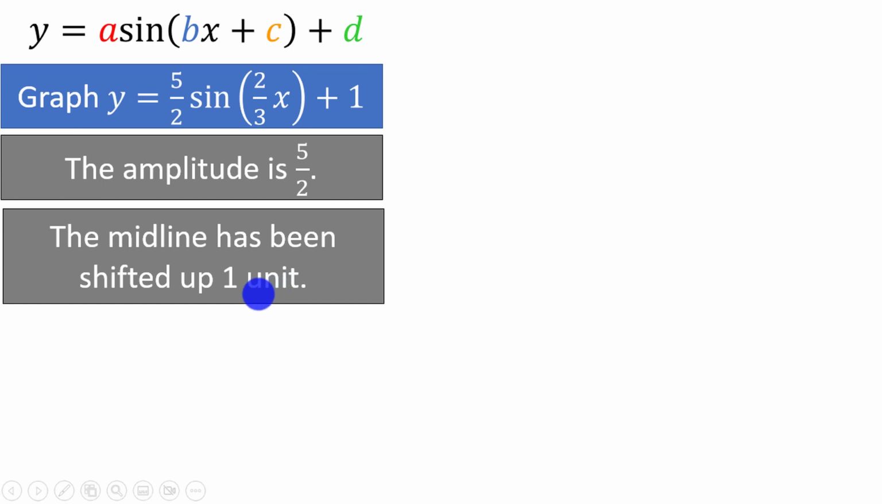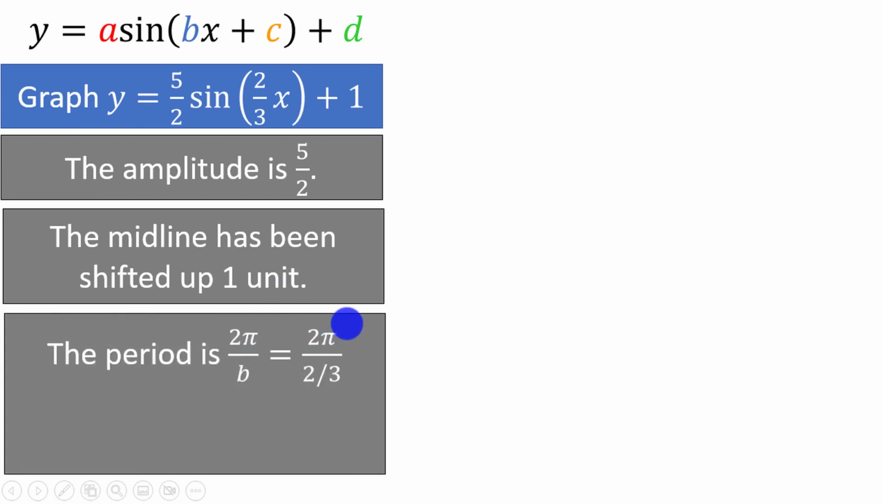We can find the new period by taking 2 pi and dividing by our coefficient b on x. 2 pi over b is 2 pi divided by 2 over 3. We can reciprocate the denominator and multiply, so that we have 2 pi times 3 over 2. 2 pi times 3 is equal to 6 pi, so we have 6 pi over 2, which reduces to 3 pi. The period of this function is 3 pi.